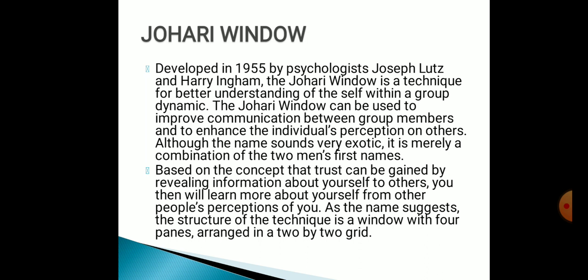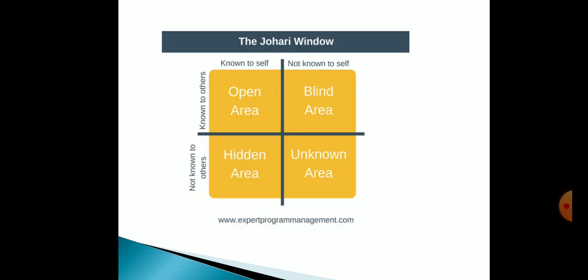As the name suggests, the structure of the technique is a window with four panes arranged in a 2 by 2 grid. There are four quadrants in the Johari window. First, open area, blind area, unknown area, hidden area.